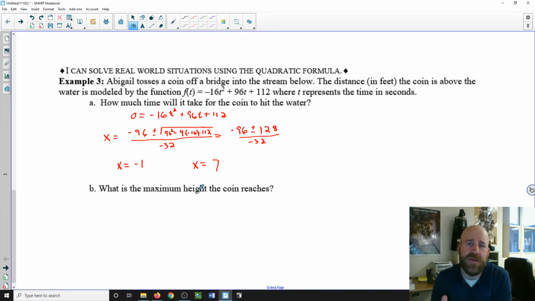So what is the maximum height the coin reaches? So what we do is we have our two x-intercepts, and we need to find the axis of symmetry to find our maximum, our vertex. So if we take negative 1 and 7 and we go halfway between them, so let's see, average, we get an x value of 3. So our axis of symmetry is 3. So x is 3. I'm just going to write this real quick. Axis of symmetry.